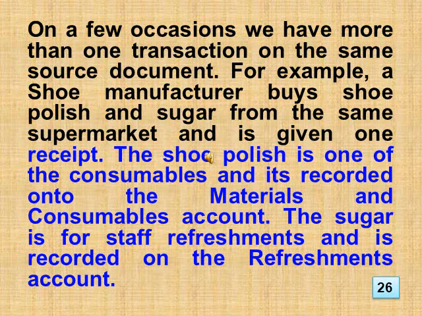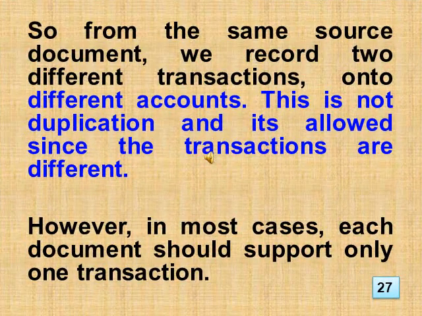On a few occasions we have more than one transaction on the same source document. For example, a shoe manufacturer buys shoe polish and sugar from the same supermarket, and is given one receipt. The shoe polish is one of the consumables and it's recorded onto the materials and consumables account. The sugar is for staff refreshments, and is recorded on the refreshments account. So from the same source document, we record two different transactions, onto different accounts. This is not duplication and it's allowed since the transactions are different. However, in most cases, each document should support only one transaction.